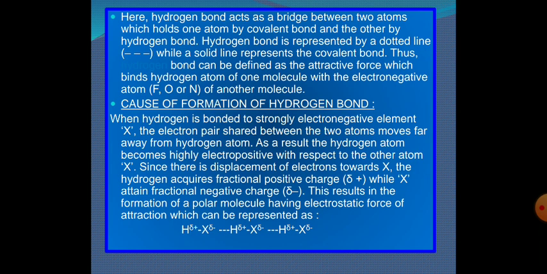Now, why is this hydrogen bond formed? That is the cause of formation of hydrogen bond. When hydrogen is bonded to a strongly electronegative element X, the electron pair shared between the two atoms moves far away from hydrogen. As a result, the hydrogen atom becomes highly electropositive with respect to the other atom, since there is a displacement of electrons towards X. Because X is considered here as a halogen, hydrogen acquires a fractional positive charge, that is a partial positive charge, while X attains a partial negative charge, as we have shown in the previous slide. This results in the formation of a polar molecule having an electrostatic force of attraction, with partial positive charge on hydrogen and partial negative charge on the halogen.